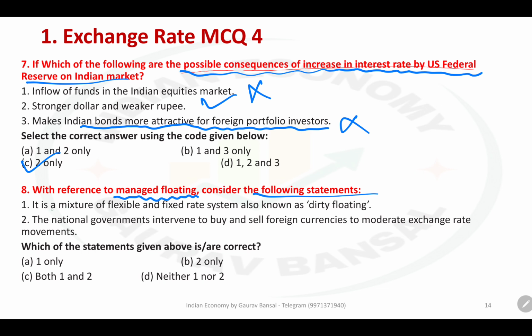Eighth, with reference to managed floating, I discussed what is managed floating. Consider the following statement. It is a mixture of flexible and fixed exchange rate, also known as dirty floating. This is wrong. Dirty floating is different from managed float. Second, the national government intervenes to buy and sell foreign currency to moderate the exchange rate movement. This is correct about managed floating. So answer will be 2 only, B here.